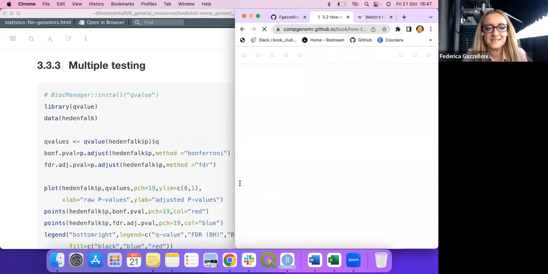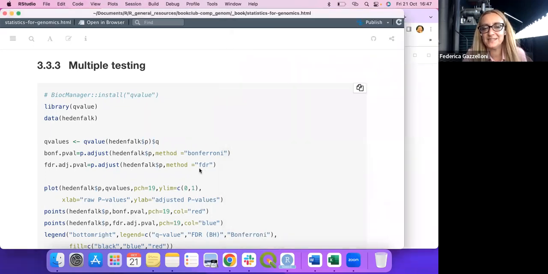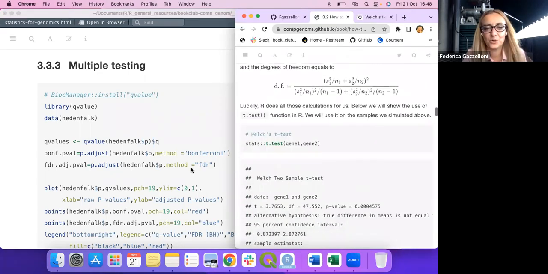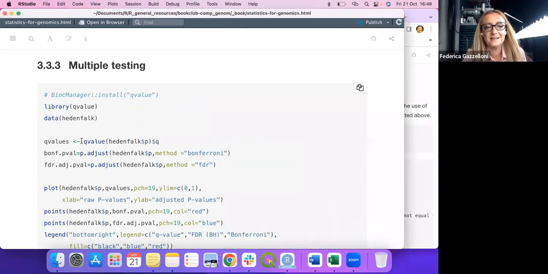Okay. So basically, when you check for the values that are not all positives, you look at the family wise error rate. For this reason, you do a replication of your values of your hypothesis, and you do multiple testing.